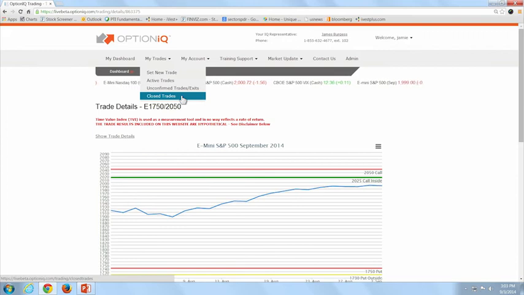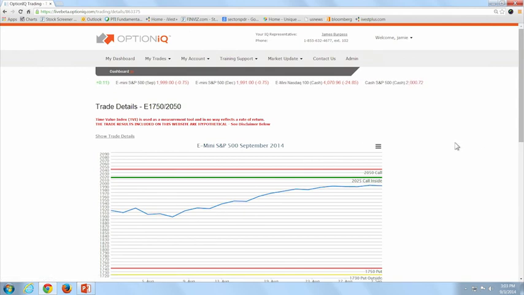And all it does is it stores it, shows you what the profit or loss was on the trade, and keeps a running tally of all the trades that you've done. Okay? All right. So that's how simple it is to close out an active trade.